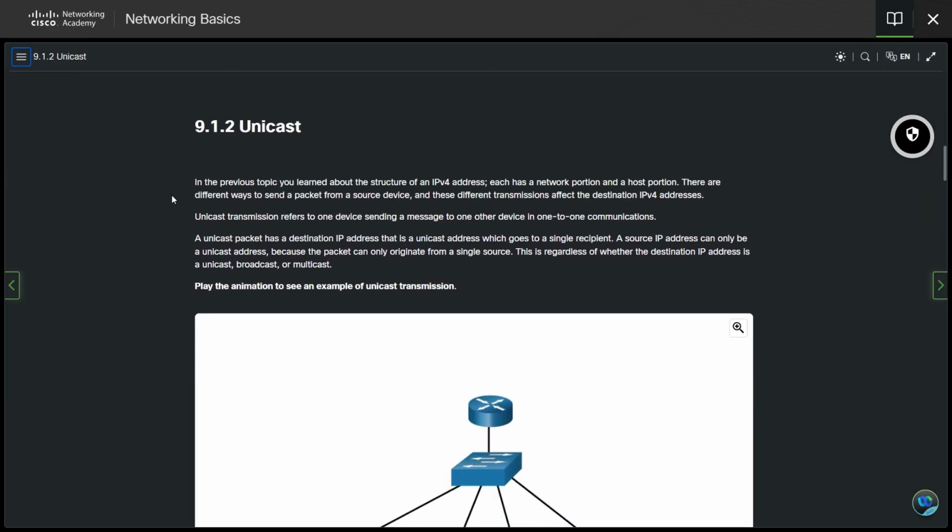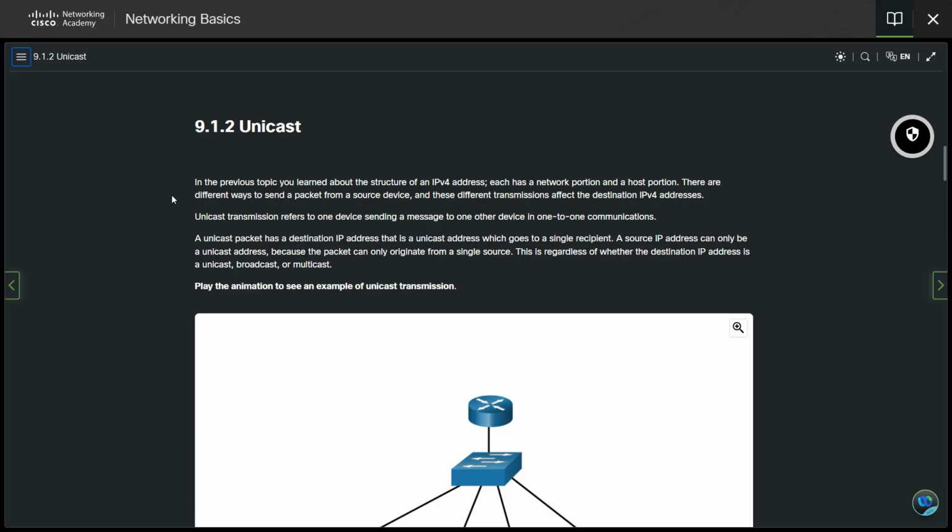The first topic is unicast. In the previous topic you learned about the structure of an IPv4 address. Each has a network portion and a host portion. There are different ways to send a packet from a source device, and these different transmissions affect the destination IPv4 addresses. Unicast transmission refers to one device sending a message to one other device in one-to-one communication.